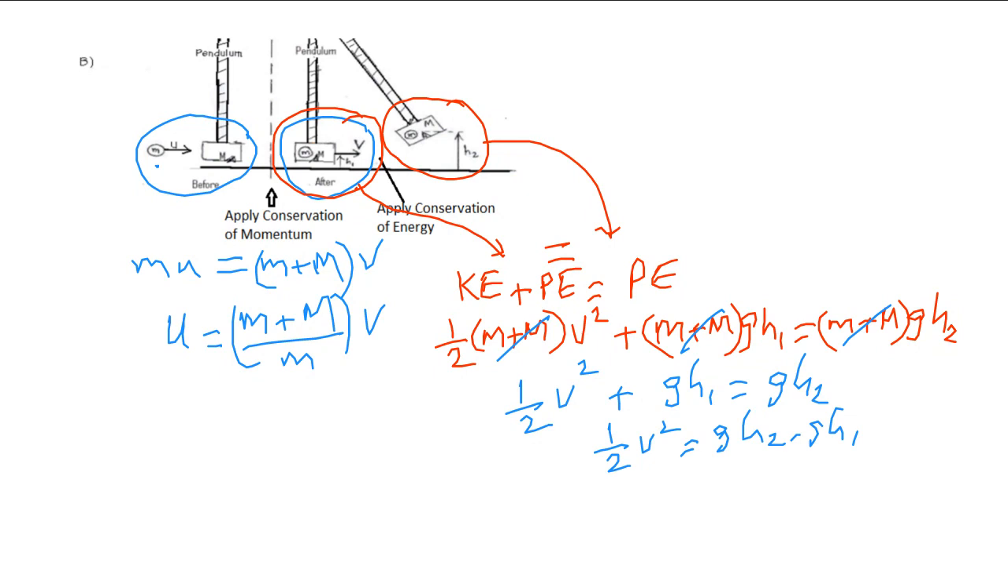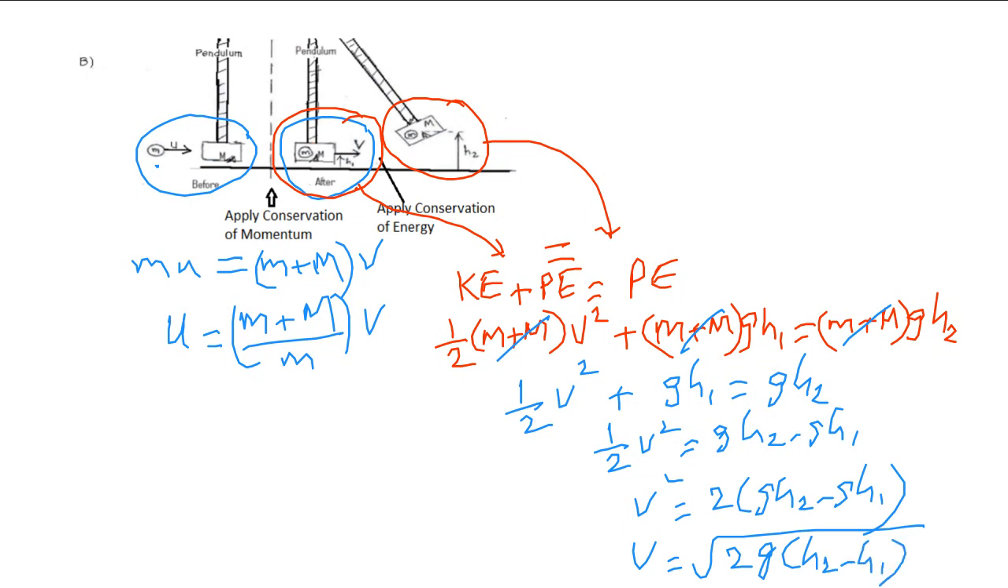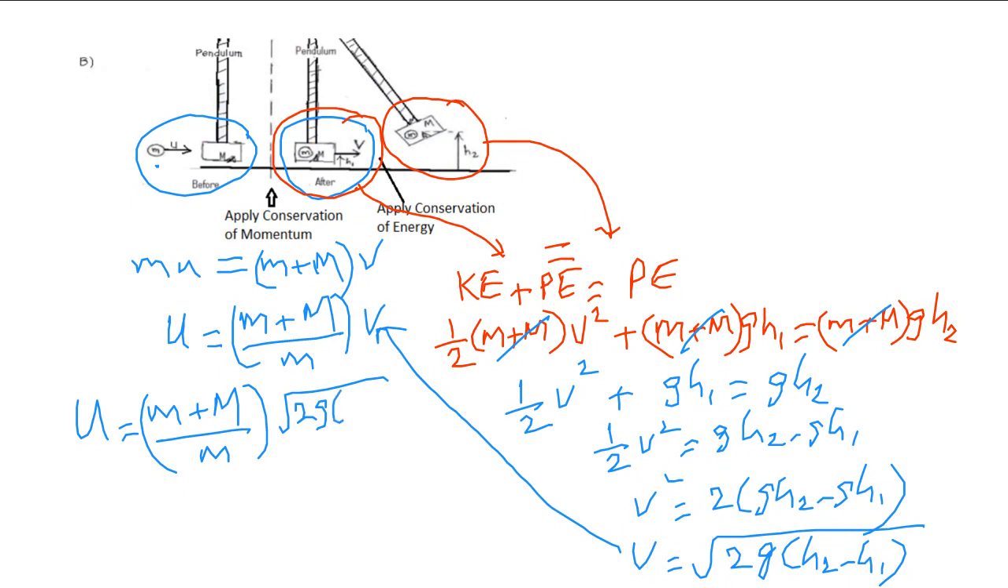Okay, then I'm going to multiply by 2, so v squared will be 2 g h2 minus g h1. So v is going to be the square root of all that, and you can also take out the g there, so it will be just the square root of 2g times (h2 minus h1). Now what I'm going to do is take this v and put it for this v right here. So then u equals small m plus big M over small m, all of it multiplied by v, but v we just derived over here, so I'm going to put that for that. So that'll be the square root of 2g (h2 minus h1), and that's on the top.